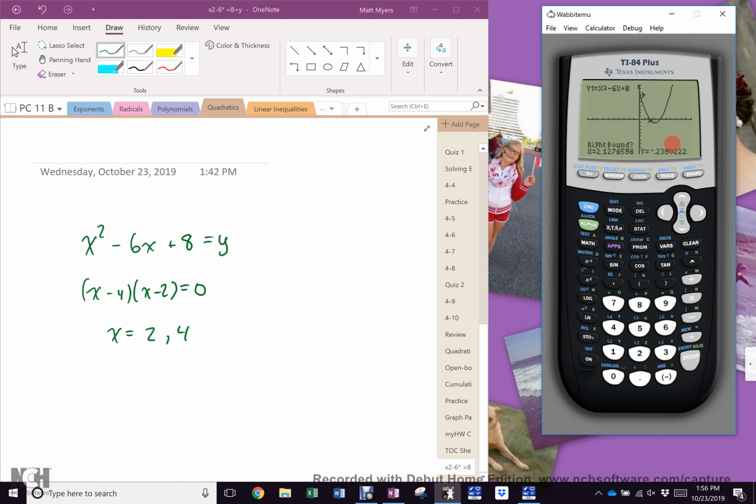Yes or no? Yes. So what should I do? I should push enter. When you have done that, what does your calculator then say? Yes. Now, why on earth would your calculator have to make a guess?